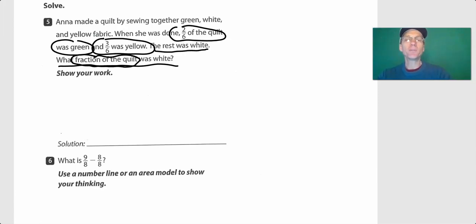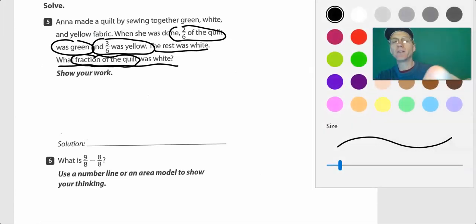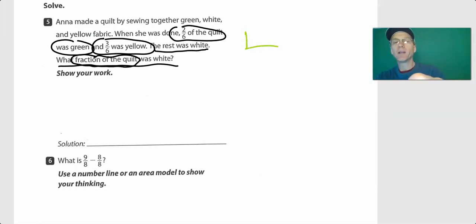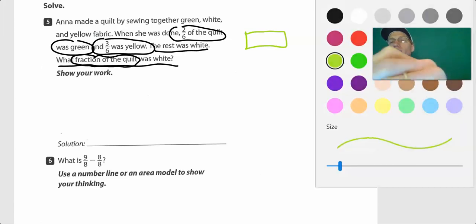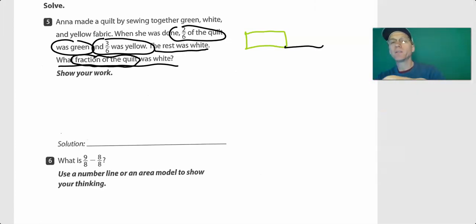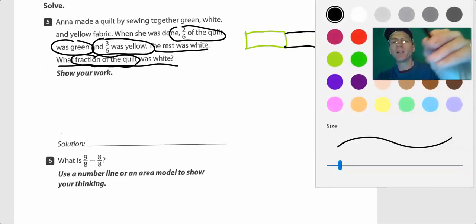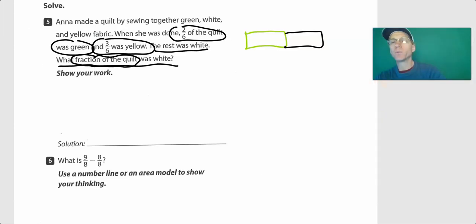Well, let's just sketch it. So she's got a green, white, and yellow fabric. So I can actually do that here. I can say, here's a quilt, and I got some green, and I'll use black for my white, and some yellow, kind of gold, I guess. So I'll pretend like those are the different parts, right? All right. 2/6 of the quilt was green, so there's 2/6. 3/6 is yellow.